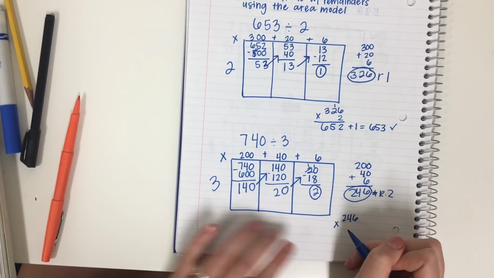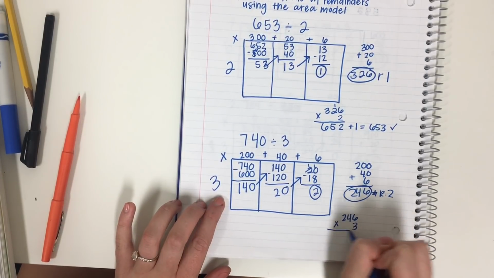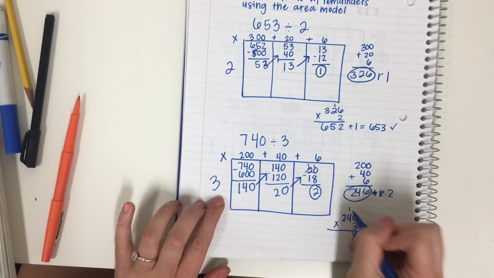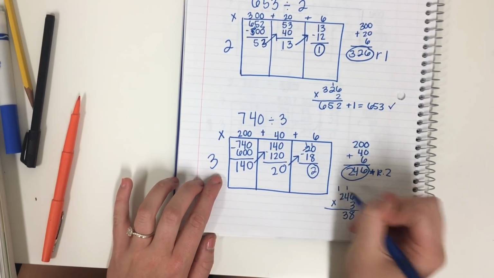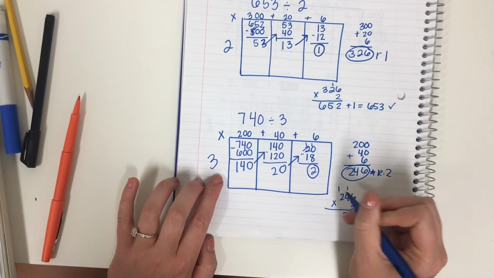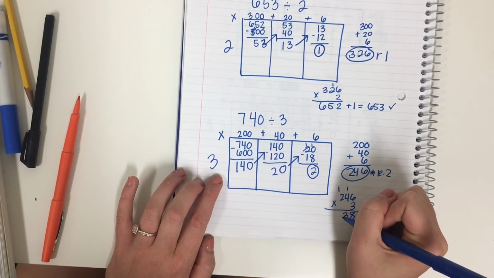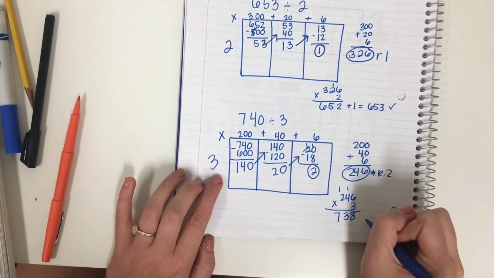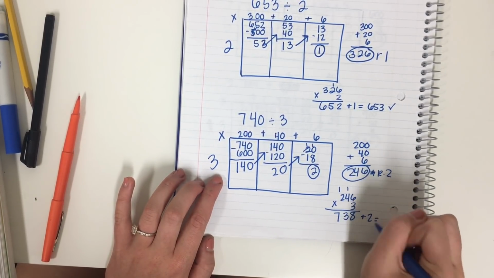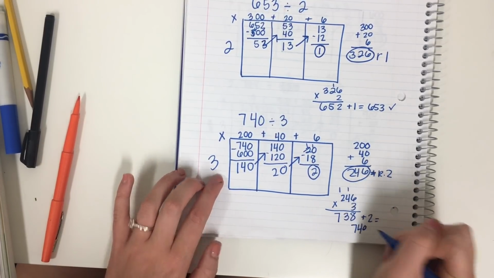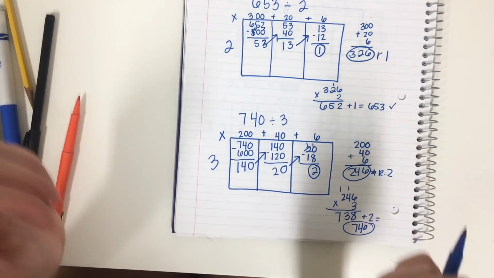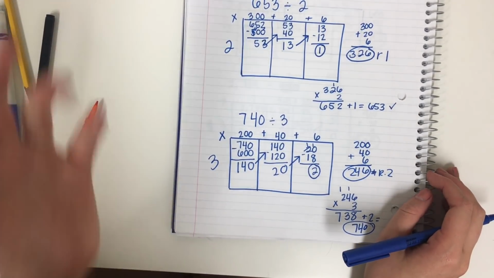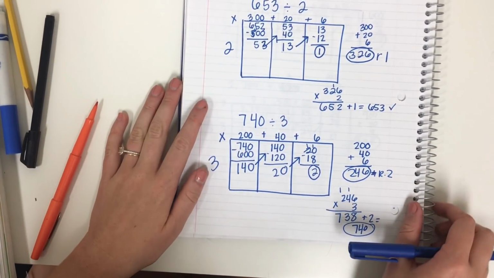Now if I wanted to check, 246 times my divisor, I got 18. 4 times 3 is 12, plus 1 is 13. 3 times 2 is 6, plus 1, so 7. Plus remainder of 2 gives me 740. Okay, so it's pretty much the same thing. It's just a reminder to where to put that and what do you do with that and not to forget about it. So I'm going to give you one to work on tonight.